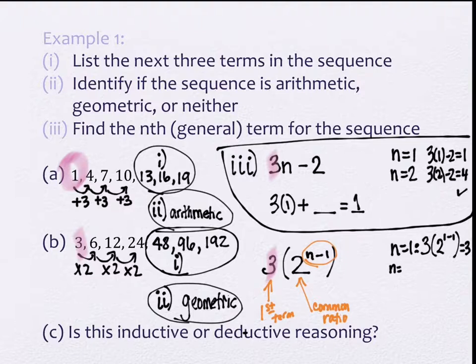Let's try, just for fun, n equal to 3. Okay, exponents first. What's 3 minus 1? 2. What's 2 squared? 4. And what's 4 times the 3 on the outside? I hope it's 12. Is it 12? Yeah? And that was our third term, right? So this is the right pattern. This is the general form. So this is part 3.